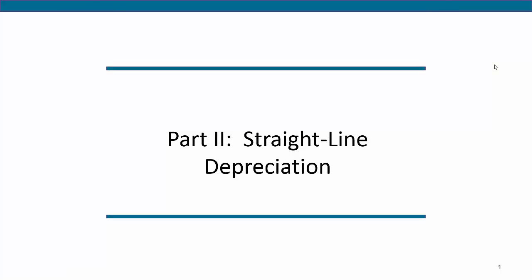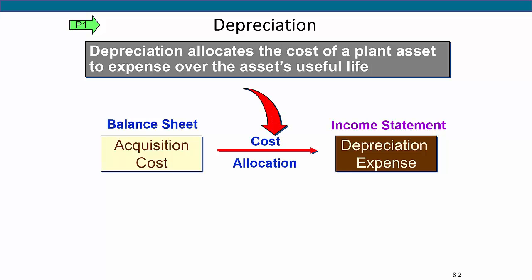Welcome back. In this section, we'll take a look at the most common depreciation method, the straight-line method. You can think of an asset's acquisition cost as a prepayment made in advance of the future use of an asset, similar to how insurance or airline tickets are purchased in advance and not recorded as expense until they're used.